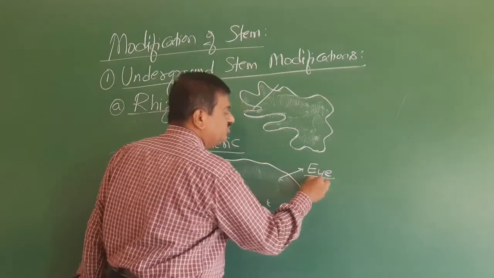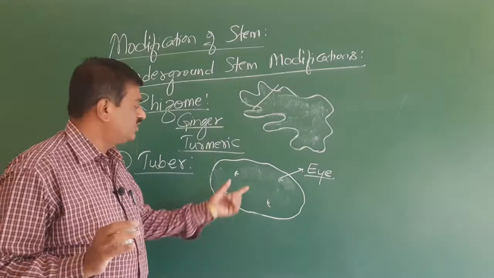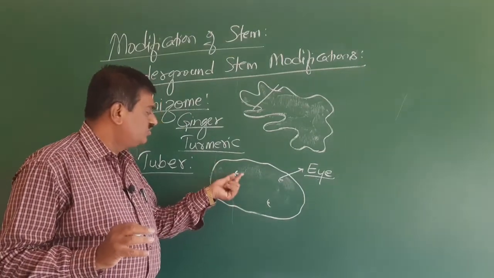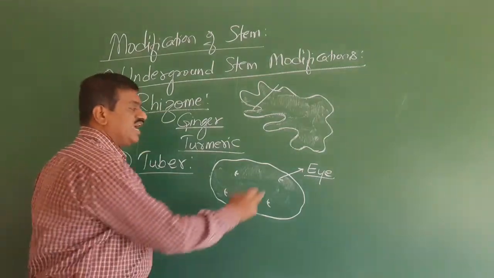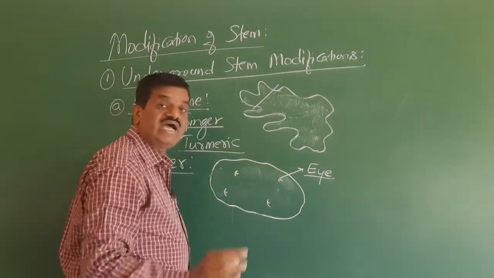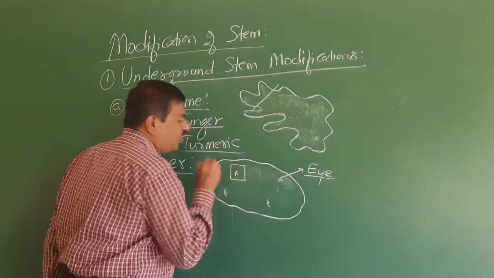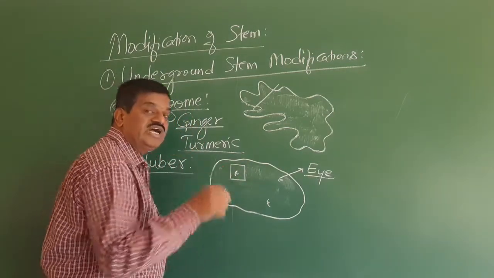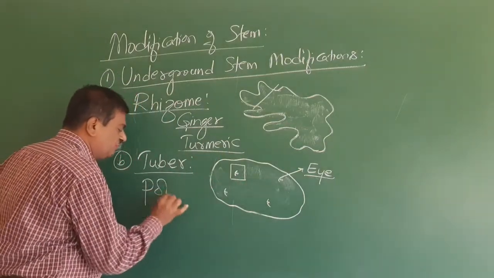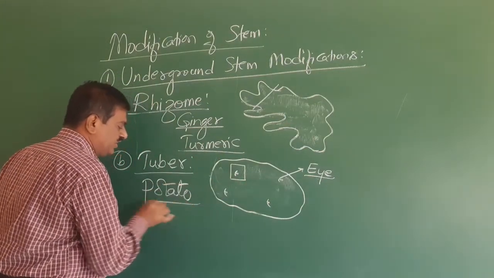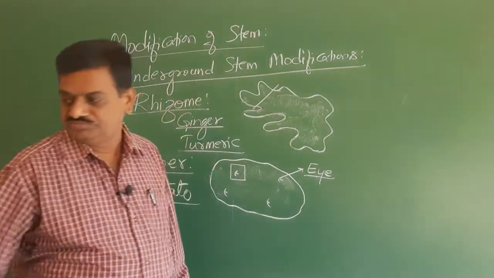The example for this is potato, Solanum tuberosum. It has the nodal region with axillary buds, and these axillary buds are called eyes. This eye helps in vegetative propagation. When we cut this eye, it gives rise to a new plant. So the example for the tuber is potato, Solanum tuberosum.